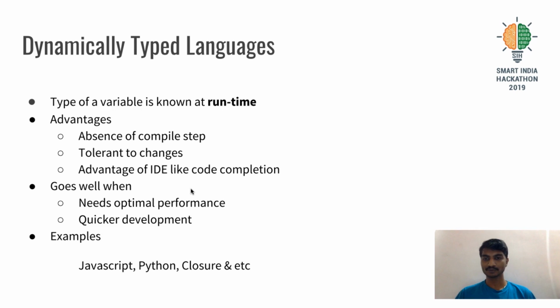A few examples of dynamically typed languages are JavaScript, Python, Clojure, and so on.